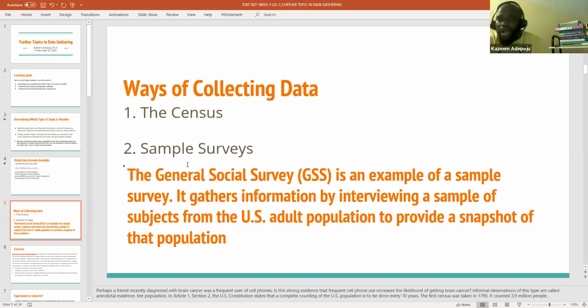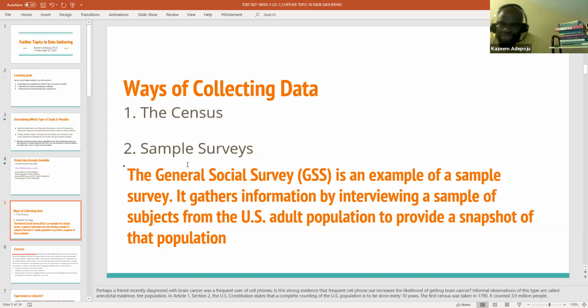And that is the reason why the sample survey is what we always conduct most of the time. Sample survey means partial enumeration, a situation whereby I don't necessarily need to study everybody in the target population. I just need to take a sample of people, then I investigate them. I'm done. And that is why the General Social Survey, which I call GSS, is an example of a sample survey.